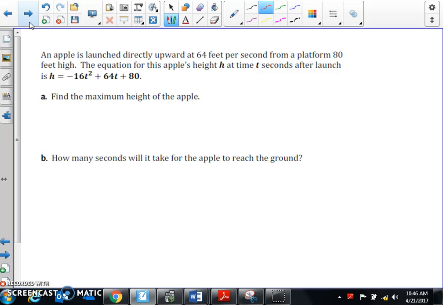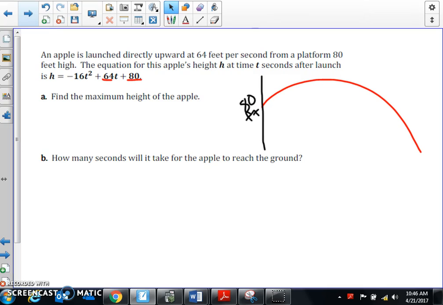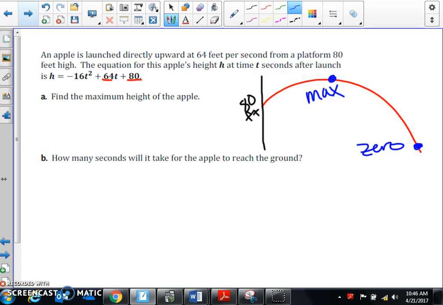Number 2. An apple is launched directly upward at 64 feet per second from a platform 80 feet high. So look, here's our velocity 64 and the platform is 80 feet high. The equation for this apple's height at t seconds after the launch. Now I'm going to make mine like this, not a complete U, because look, the apple was launched at 80 feet above, right? So that's the only reason. But we need to still calculate the max and the 0. So here's the max, here's the 0. Okay, so we have 2 points.